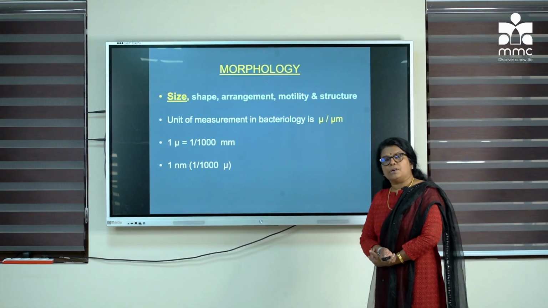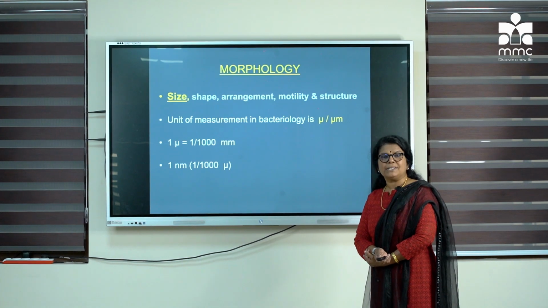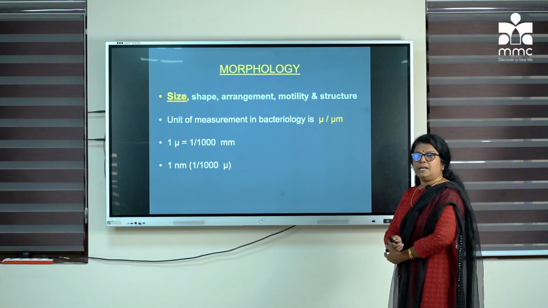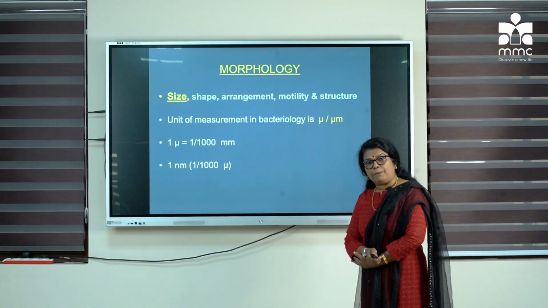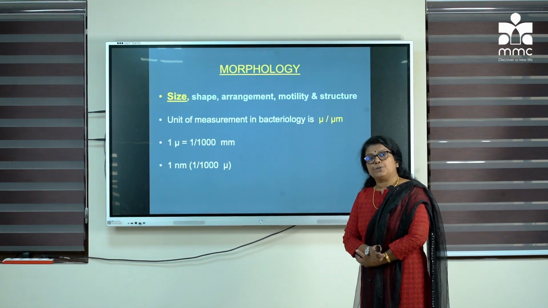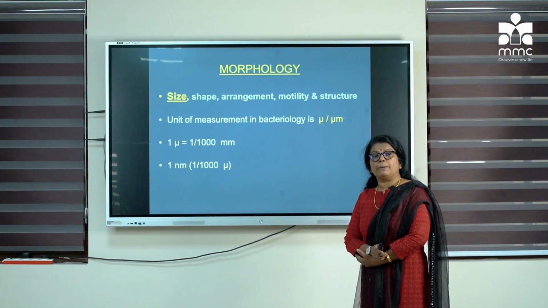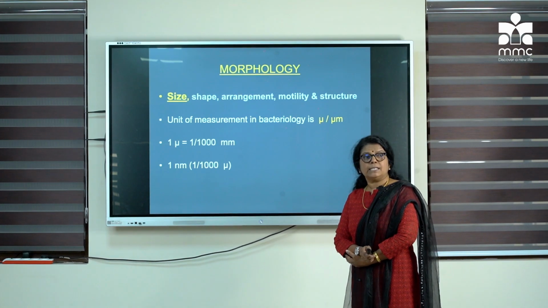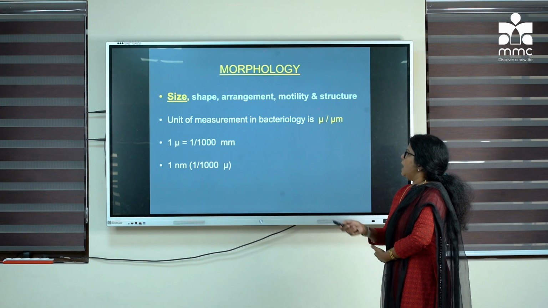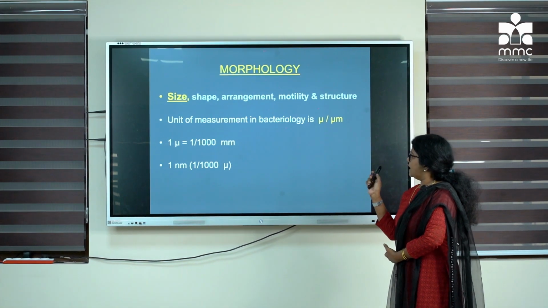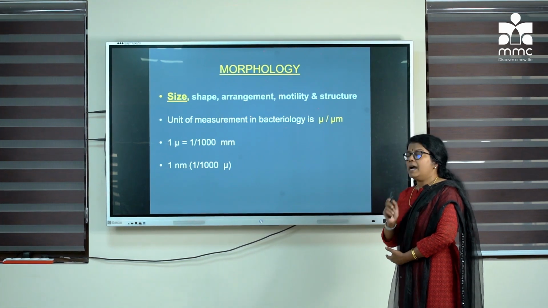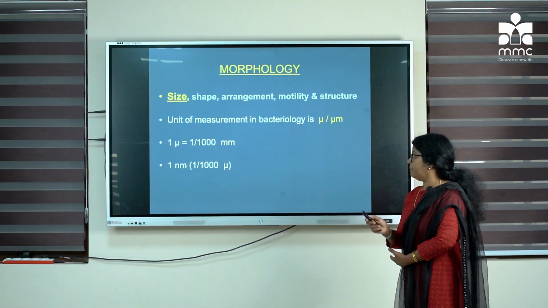So let's see the morphology of bacteria. First of all, size. Bacteria, as you know, are microscopic. All microorganisms cannot be visualized with the naked eye, so you have to depend on a microscope. Next is shape, arrangement and motility, as well as the detailed structure or bacterial anatomy. All these things I will be discussing today.